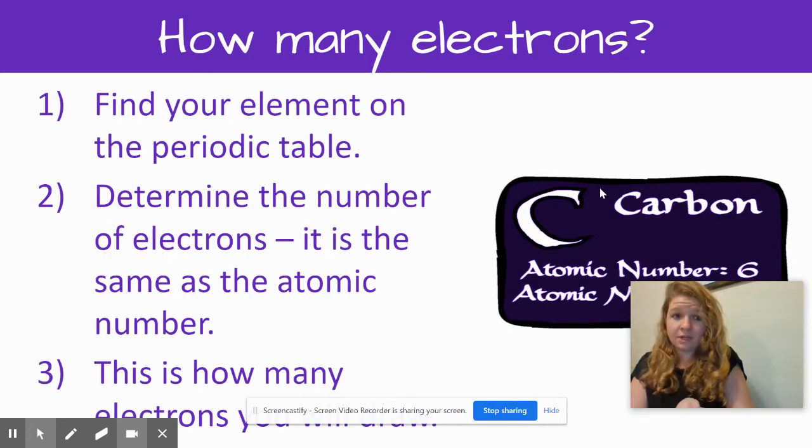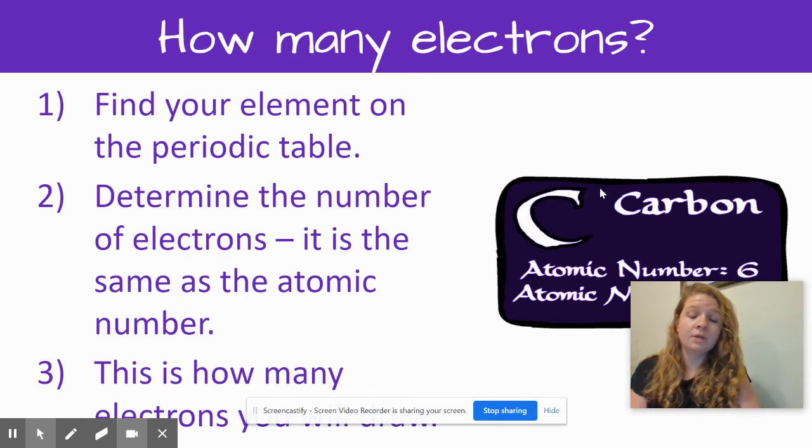So first off, we have to find out how many electrons are in this element that we are trying to draw a Bohr diagram for. So you have your trusty periodic table, which hopefully you all still have. Find that element on your periodic table. Determine the number of electrons. It's the same as the atomic number.